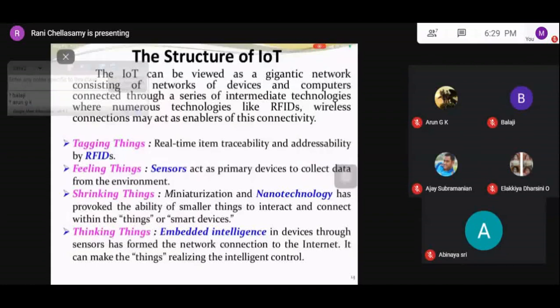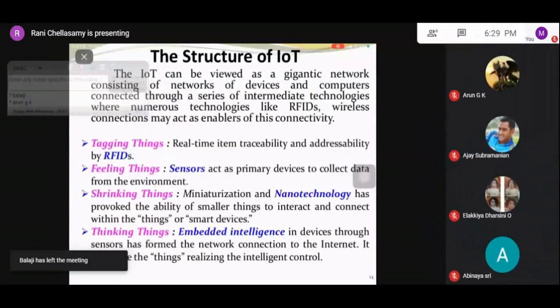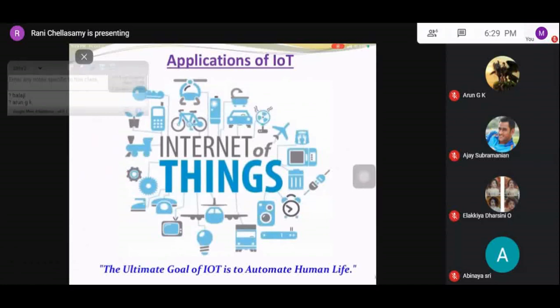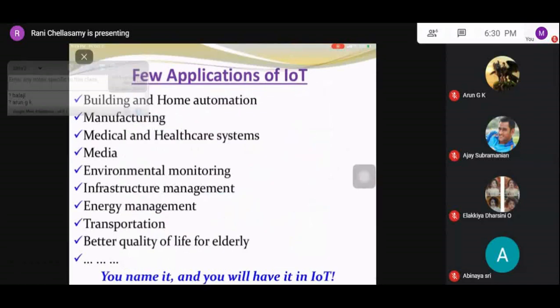And thinking things means embedded intelligence in devices through the sensors. With this embedded intelligence we can control things in an easy manner. And let's see some of the applications of IoT. The ultimate goal of IoT is to automate human life. Here are a few applications: building and home automation, manufacturing, medical and healthcare systems, media, environmental monitoring, infrastructure management, energy management, and life for elderly persons. These are some of the applications of IoT.